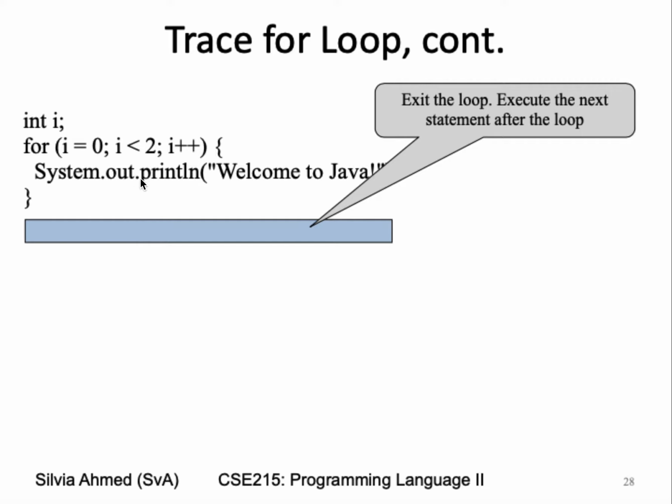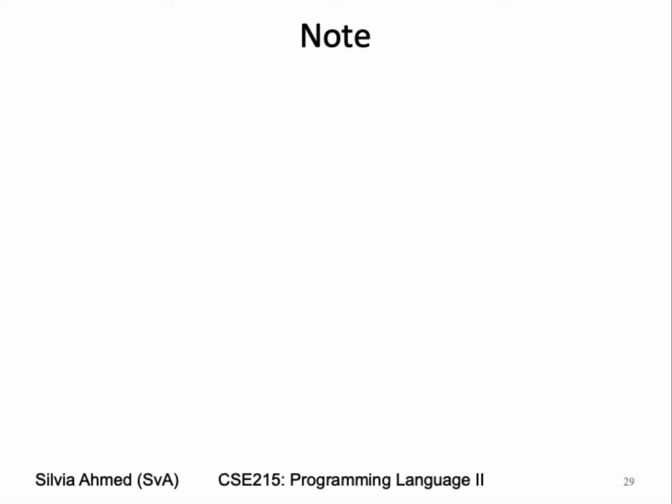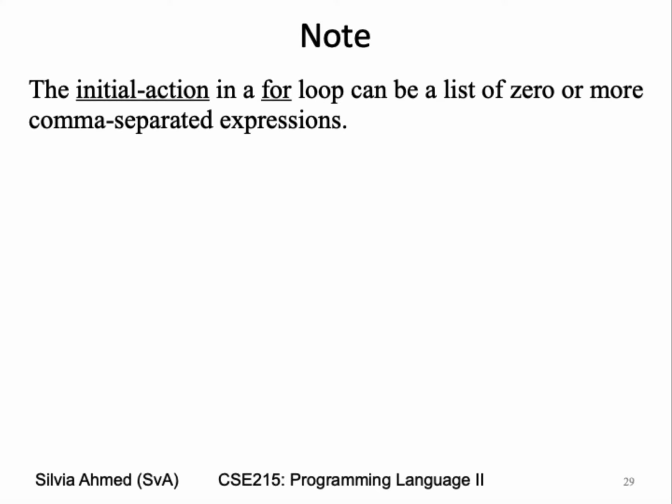So that means we expect the loop to execute 2 times. I equals 0 executes only once at the start. Then the continuation condition was checked 3 times, so 2 plus 1, 3 times, and the loop body and the update happened 2 times. Okay, so we should be careful about some things now.